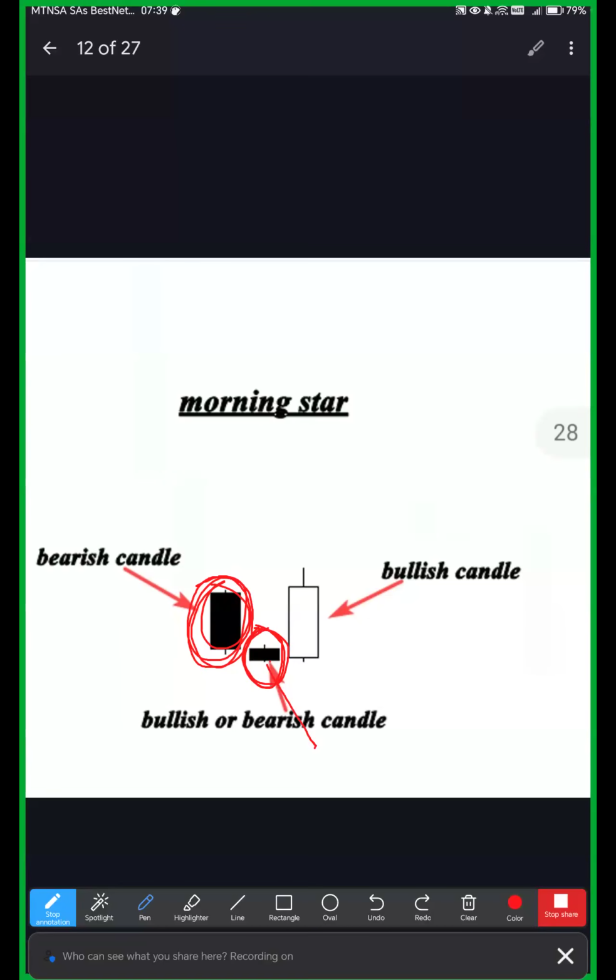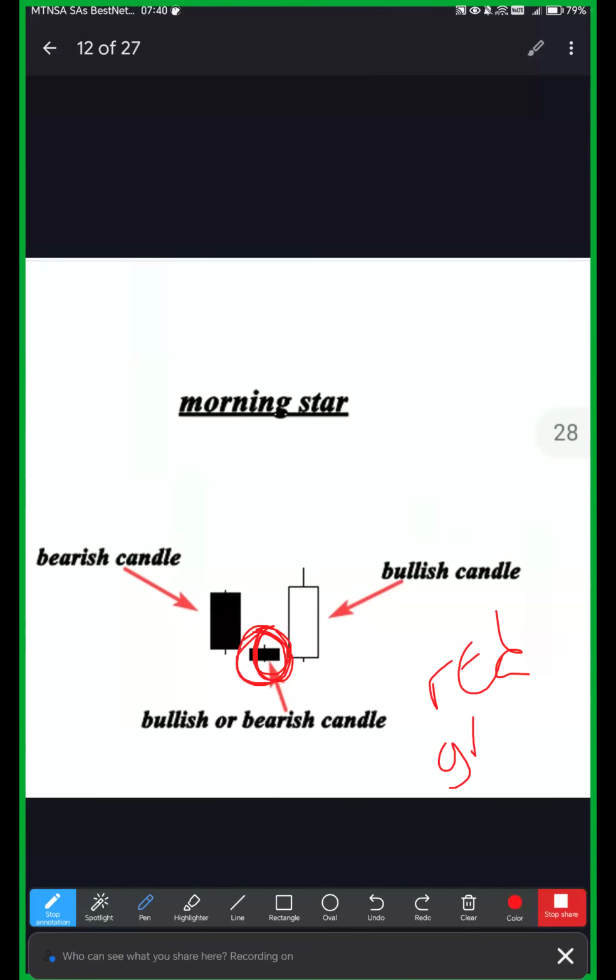So it means they are having a struggle with buyers. So you can see that this second candle can be a bearish candle or it can be a bullish candle. The middle candle can be a bullish candle or a bearish candle. Sometimes it is in the form of a doji. So it can be a red candle or a green candle, but it is small in size.